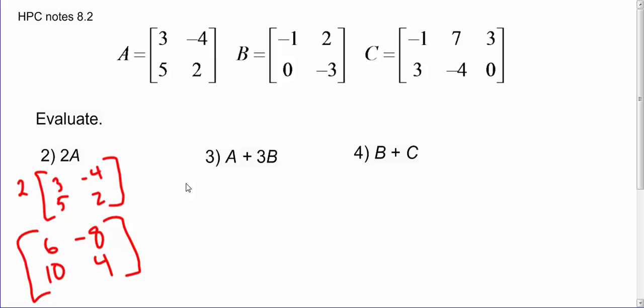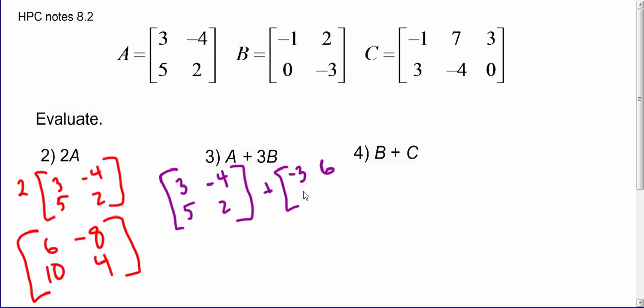A plus 3B. Now I'm going to go ahead and rewrite A. There's 3, negative 4, 5, and 2. And I'm going to add 3 times B. So I'm going to go ahead and multiply B by 3 and write it here. Negative 3, 6, 0, and negative 9. And then again, we'll just add the same parts. So 3 plus negative 3 gives us 0, negative 4 plus 6 is 2, 5 plus 0, and 2 plus negative 9.